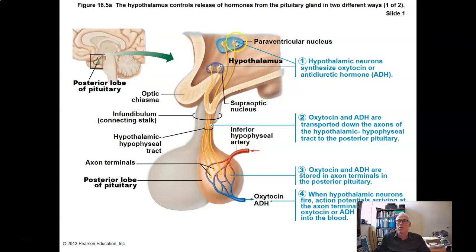Here's a diagram showing nuclei, clusters of neurons in the hypothalamus, whose axons travel right down and form the posterior pituitary gland and cause the release of oxytocin and ADH. Those are the two hormones, and we'll definitely take a look at those up close and see what they do.